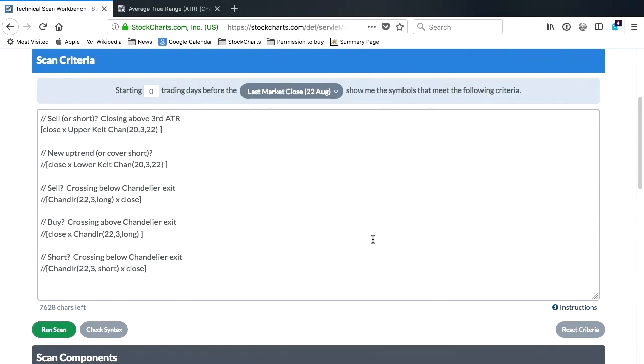If you don't own it and you see a cross above it, it could be a buy signal. If you do own something and you see it below, it could be a sell signal. So you can switch the order in the scans here. The X there means cross above. So when we see the close cross above a Keltner channel, there we've got our 20 period moving average, 3 Keltner units, and 22 period.